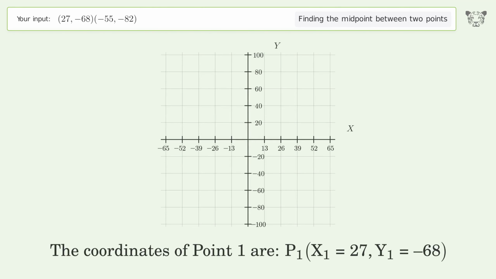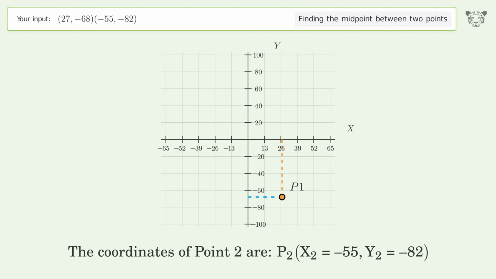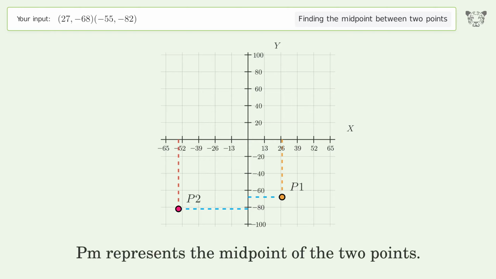The coordinates of point 1 are x1 equals 27, y1 equals -68. The coordinates of point 2 are x2 equals -55, y2 equals -82. PM represents the midpoint of the 2 points.